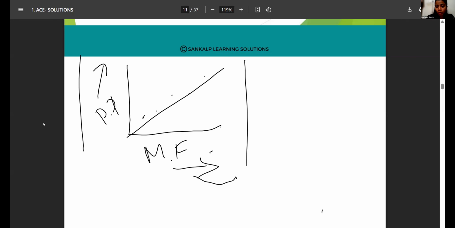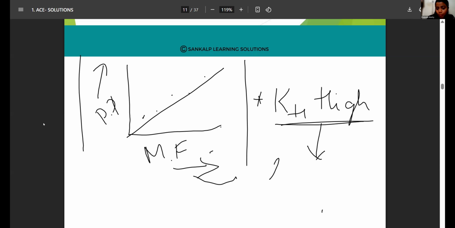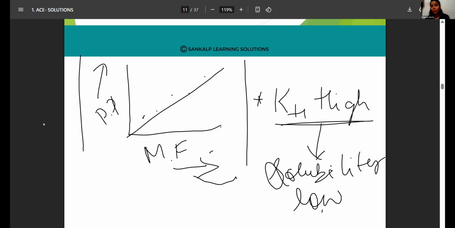And remember one important point. If the KH value is high, solubility will be low. Just remember this. Higher the KH value, lower the solubility. Please note this point somewhere. If KH value, Henry's constant, is high, solubility will be low.